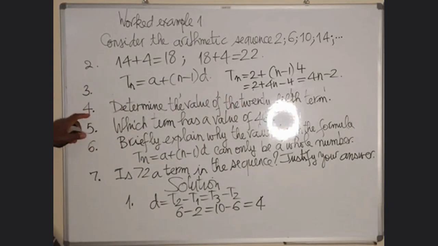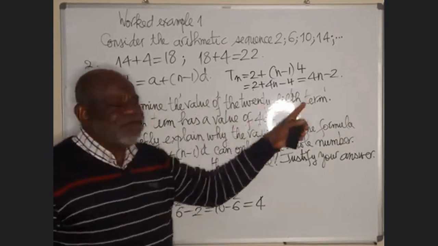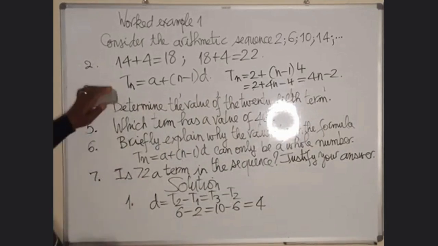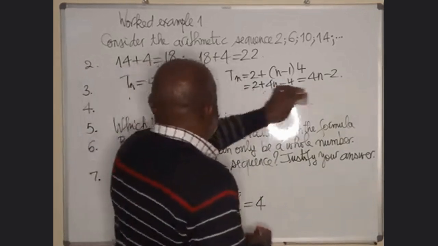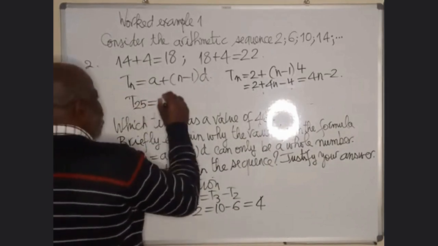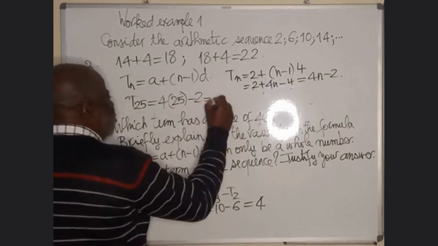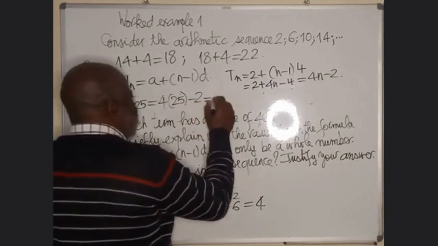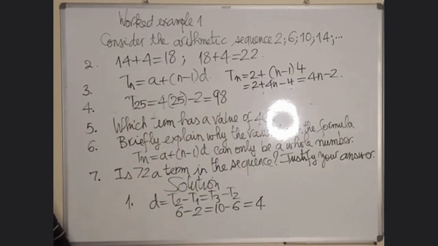We're going to the next question. Question 4, determine the value of the 25th term. That is going to be term number 25. So T25 will be equal to 4 times 25 minus 2. 4 times 25 is 100, 100 minus 2, then we're getting 98. This is term number 25.